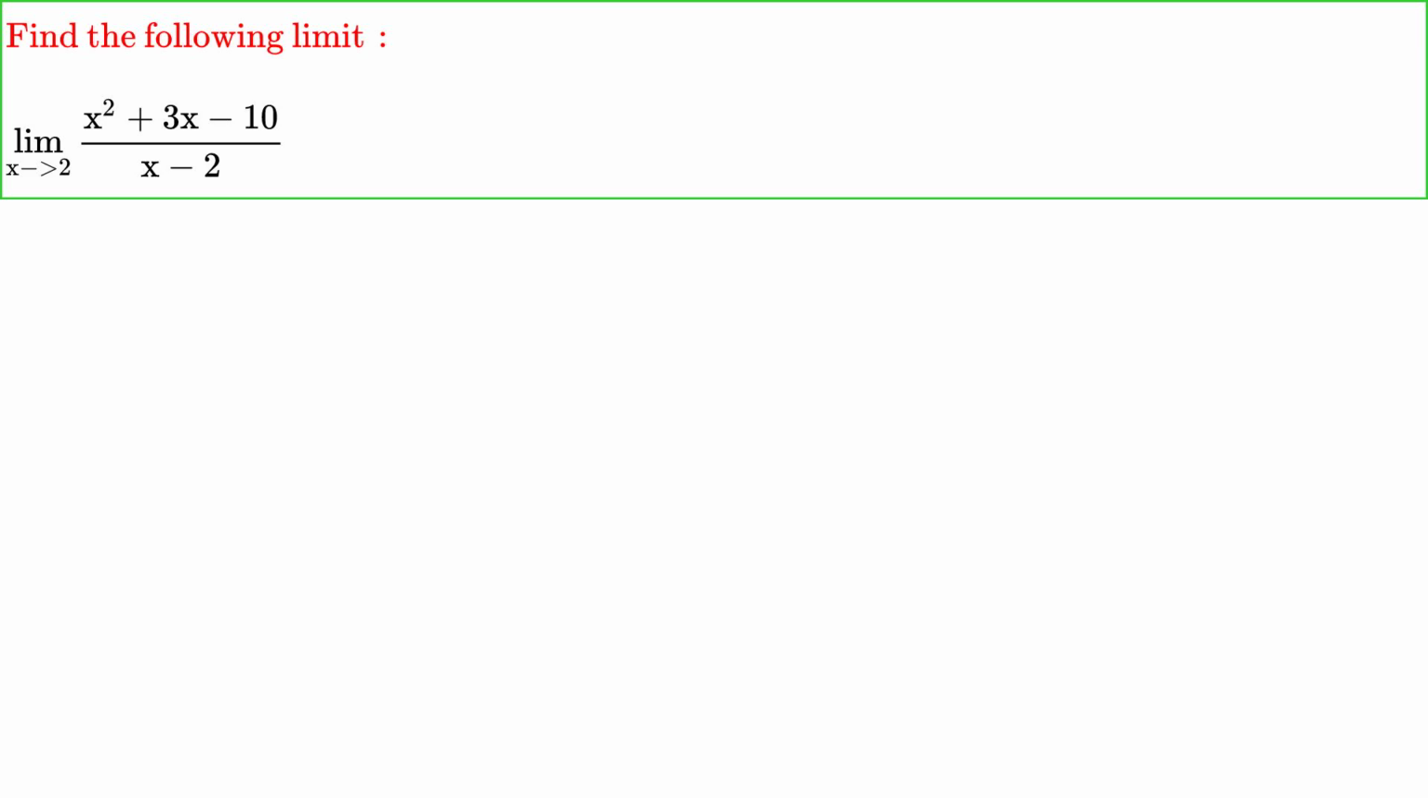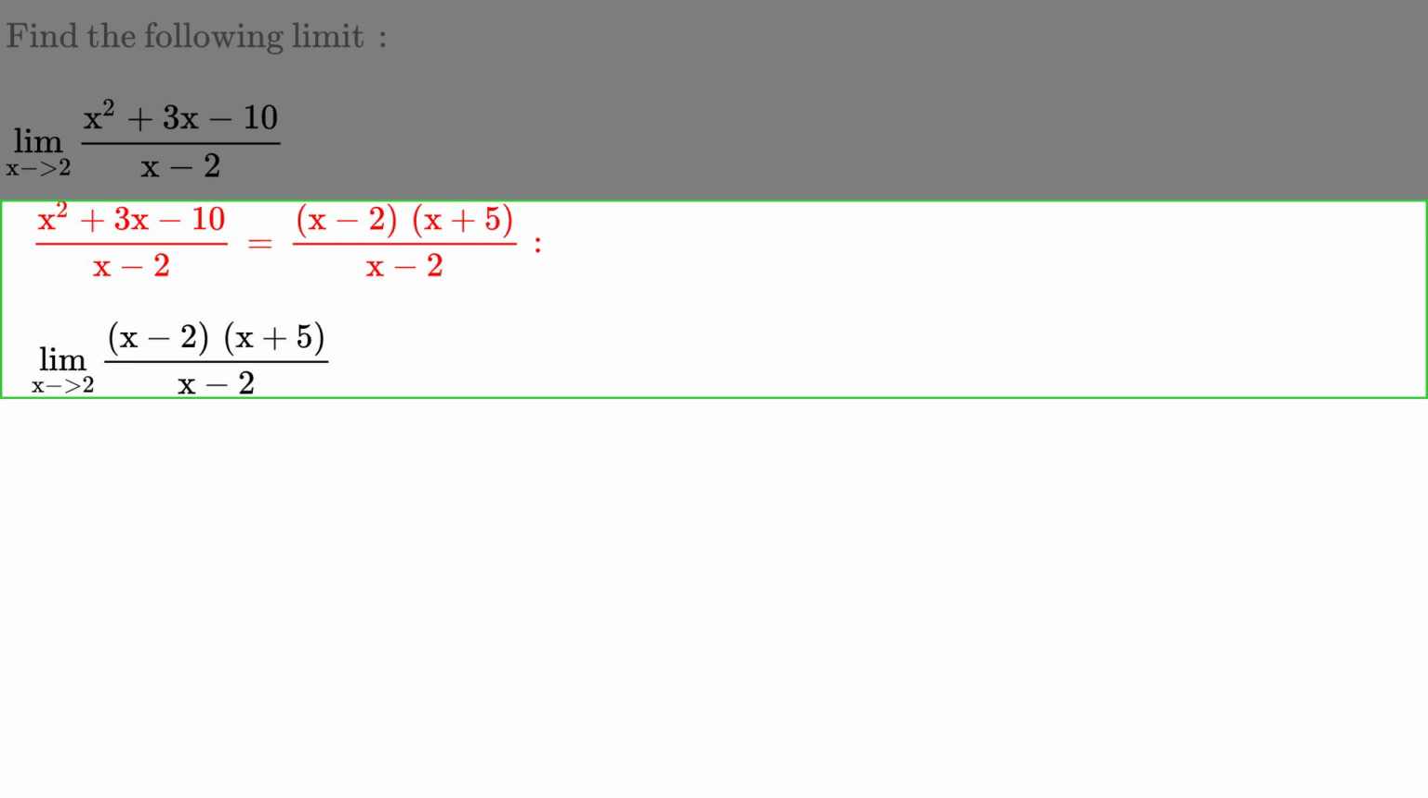Find the limit of the expression as x approaches 2. The expression is the fraction with numerator x squared plus 3x minus 10 all over x minus 2. The quotient of x squared plus 3x minus 10 divided by x minus 2 is equal to the quotient of the product of the quantity x minus 2 and the quantity x plus 5 divided by x minus 2.